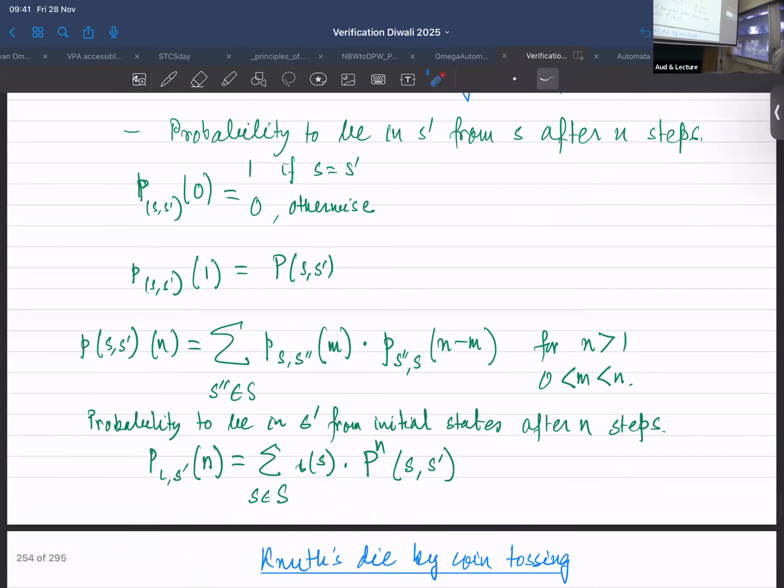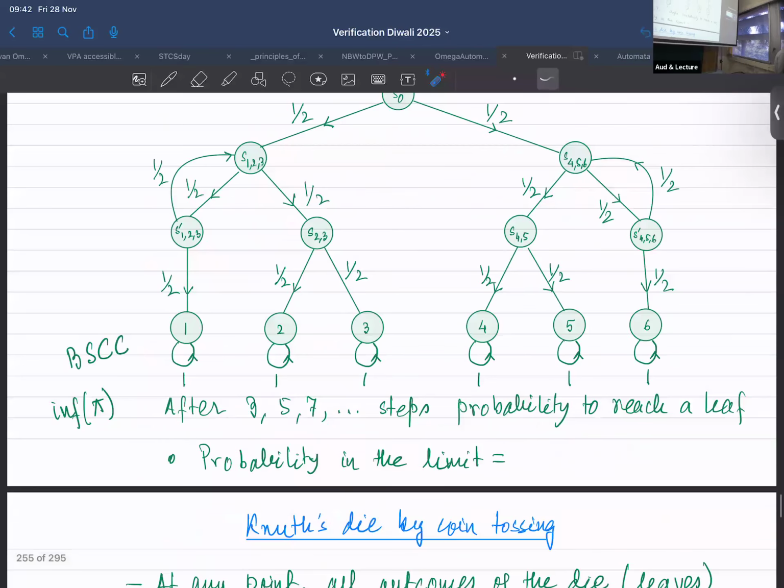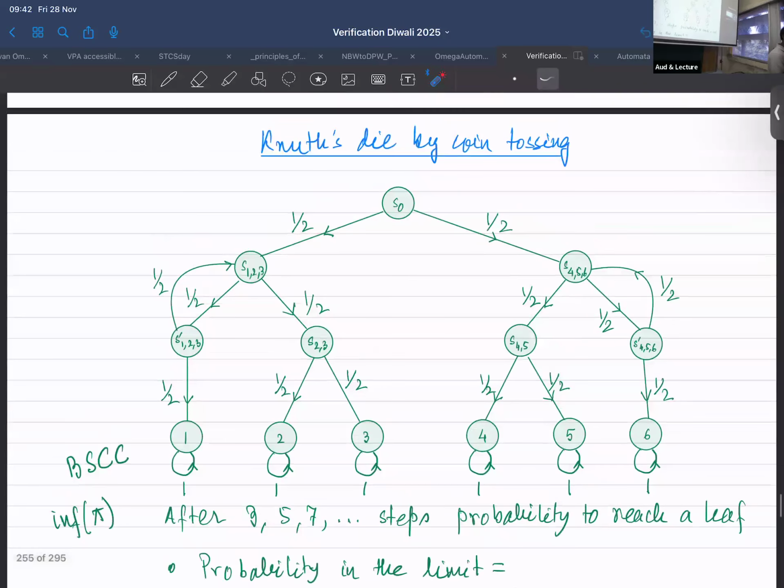Okay, and then if you are particularly talking about starting from an initial state, then you can simply take the nth power of this transition matrix and then multiply it with the initial distribution, right? This is the thing.